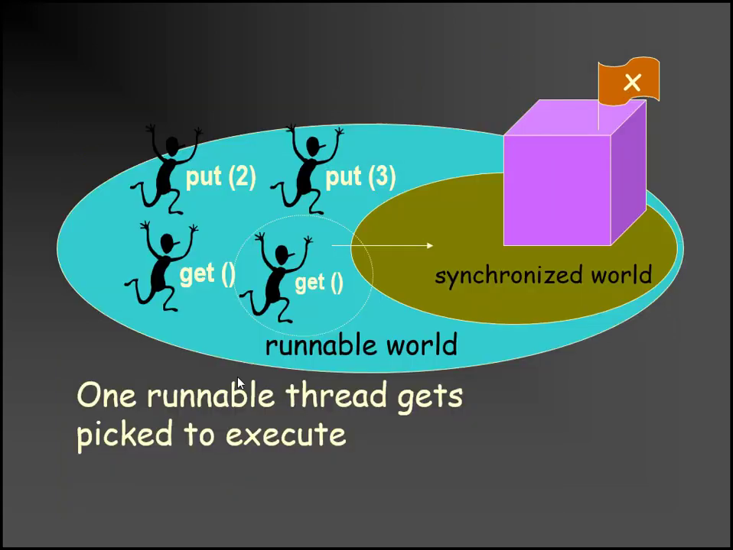Sure, Rollo. Let's imagine that we have two threads that are trying to get stuff out of the cubby, and a couple of threads that are trying to put stuff in the cubby. This one is going to put the number 2 in, and this one is going to put the number 3 in. Now, these are three threads that are in runnable world. We know that with the scheduler, it's unpredictable who is going to be selected. So we're in this sort of non-deterministic world. So how is this going to work?